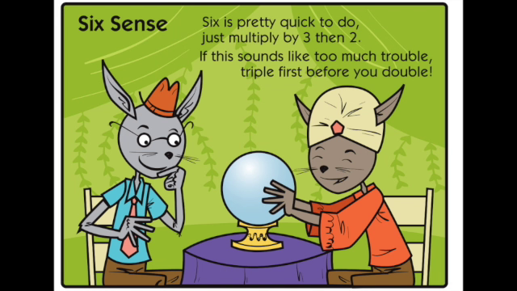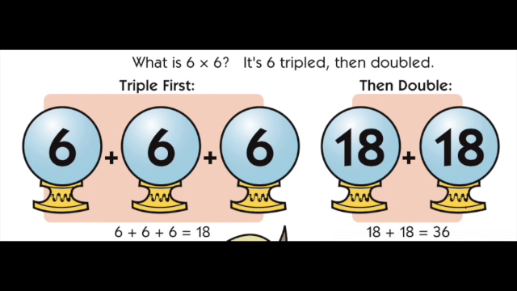6 is pretty quick to do. Just multiply by 3, then 2. If this sounds like too much trouble, triple first before you double. Now let's see what they mean by this strategy. The example they give is, what is 6 times 6? Well, it's 6 tripled and then doubled.